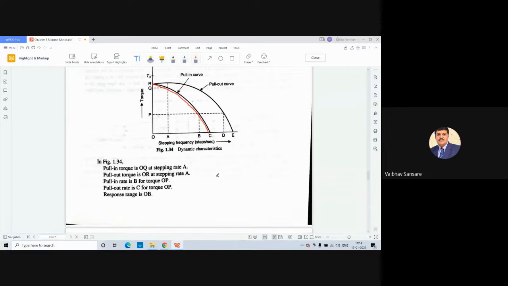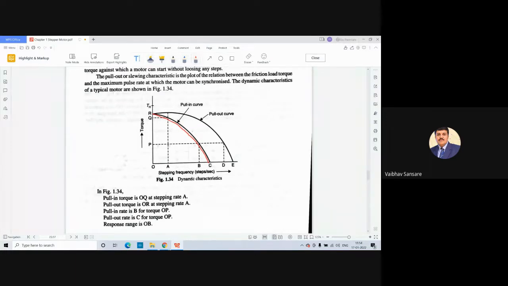So these pull-in torque characteristics and pull-out torque characteristics are the dynamic characteristics of a stepper motor. If you look at this figure, pull-in torque is OQ. So OQ is the pull-in torque for the motor at a stepping rate of A. Pull-out torque is OR, that is, this is the pull-out torque for a stepping rate of A.